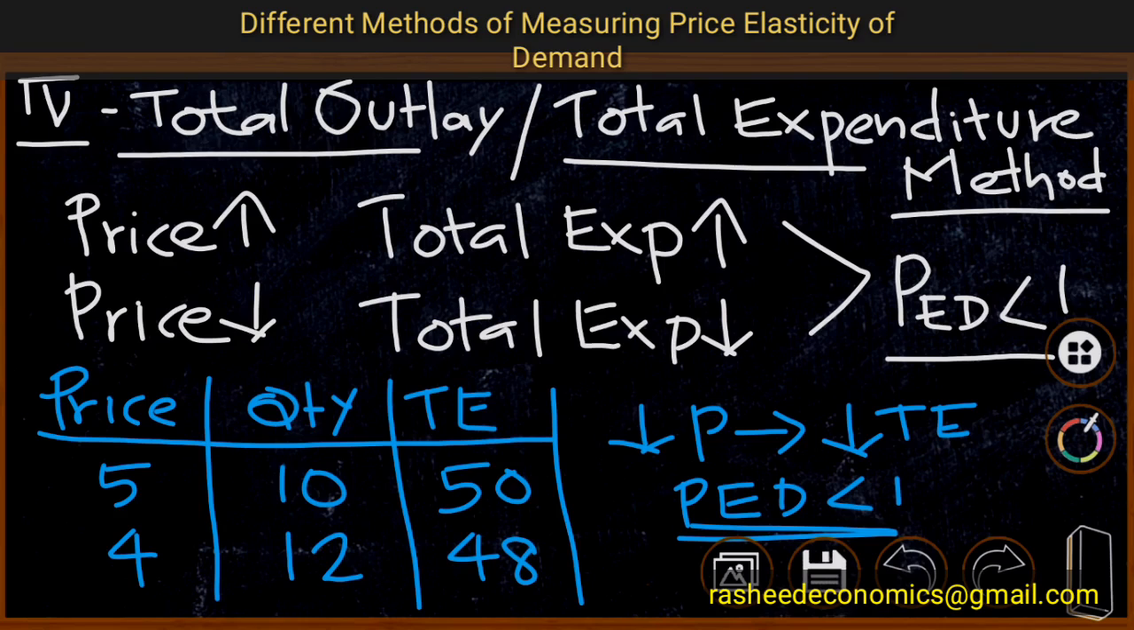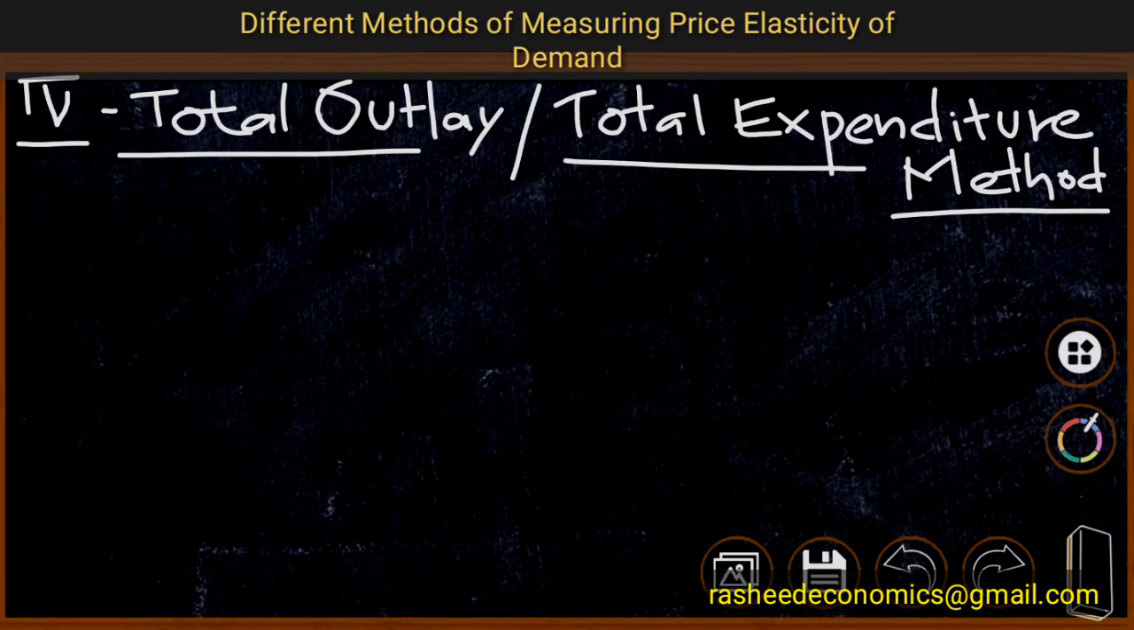Once again, when price and total expenditure have a direct relationship, then price elasticity of demand is less than 1. Now we are going to analyze the unitary elastic demand by using the total expenditure method. In case of unitary elastic demand, when price increases, total expenditure remains the same. And similarly, when price decreases also, total expenditure remains the same.